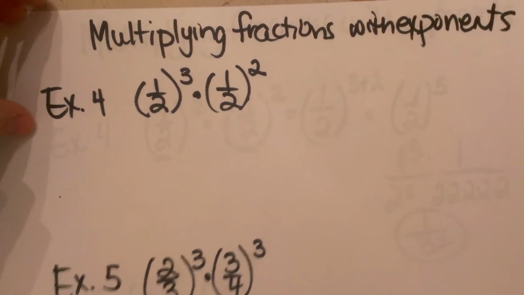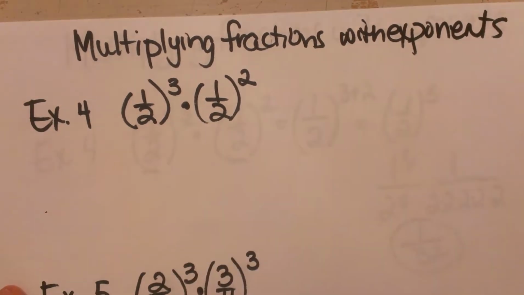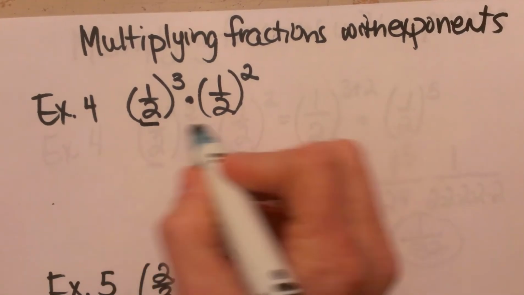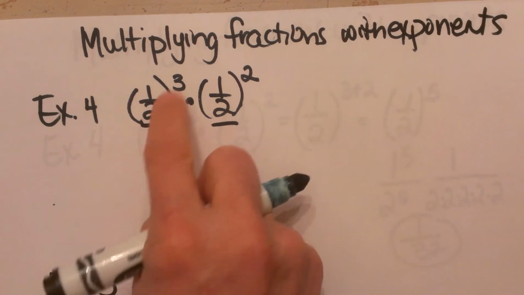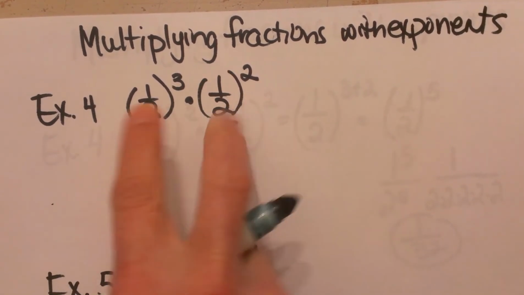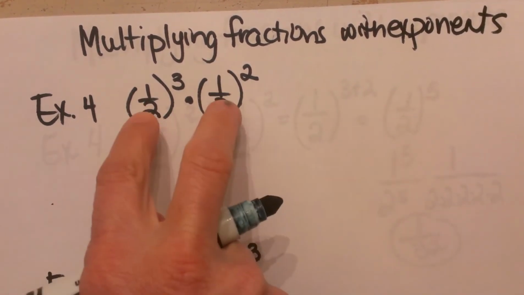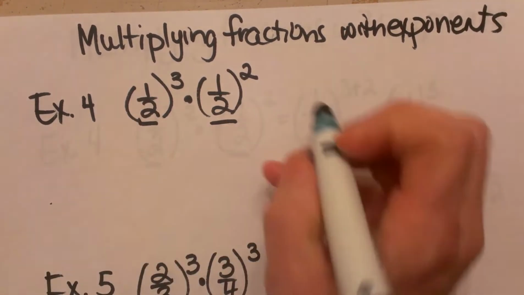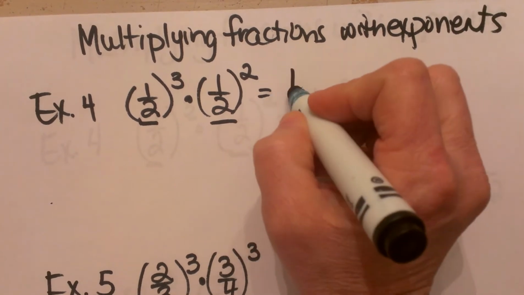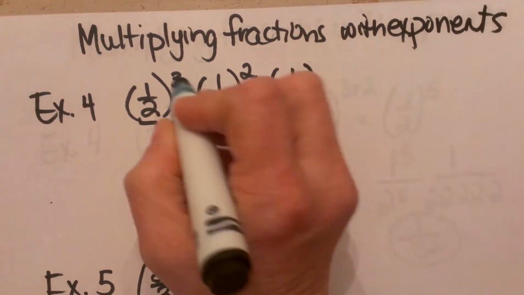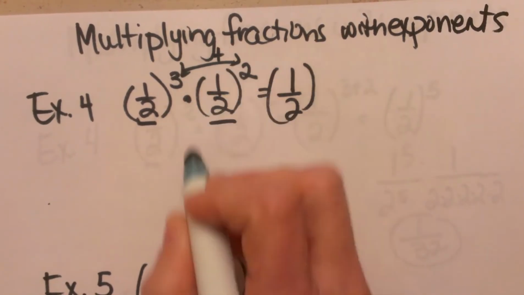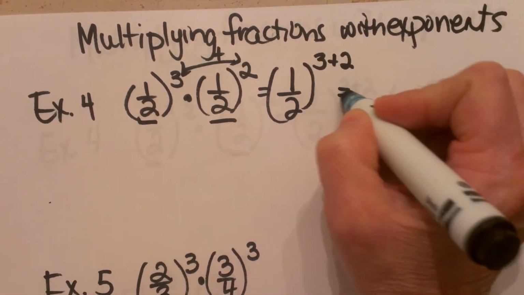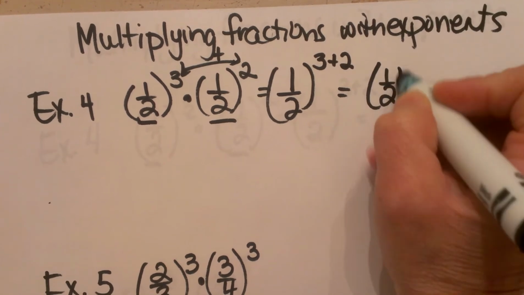Let's look at multiplying fractions with exponents, and there are three different types we're going to look at. The first one is when you have like bases. We have 1/2 cubed times 1/2 squared, so our bases are alike. Whether they're variables or just numbers, we treat them exactly the same. As long as you have like bases, we take these exponents and add them together. So I'm going to write this as 1/2 to the 3 plus 2, or 1/2 to the 5th power.